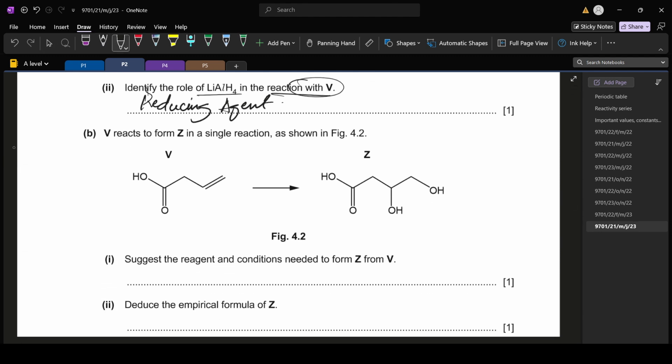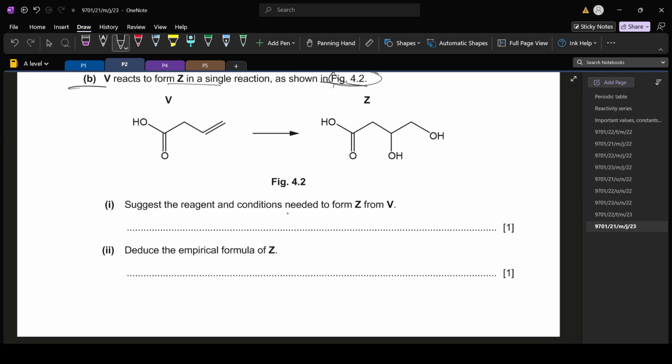Now part B. V reacts to form Z in a single reaction as shown in figure 4.2. Okay, so you can see that in V, this double bond is changed into two alcohol groups. So you know that when you react alkenes with cold KMnO4, these two hydroxides are attached. This is called the mild oxidation. So suggest the reagents and conditions needed to form Z from V.